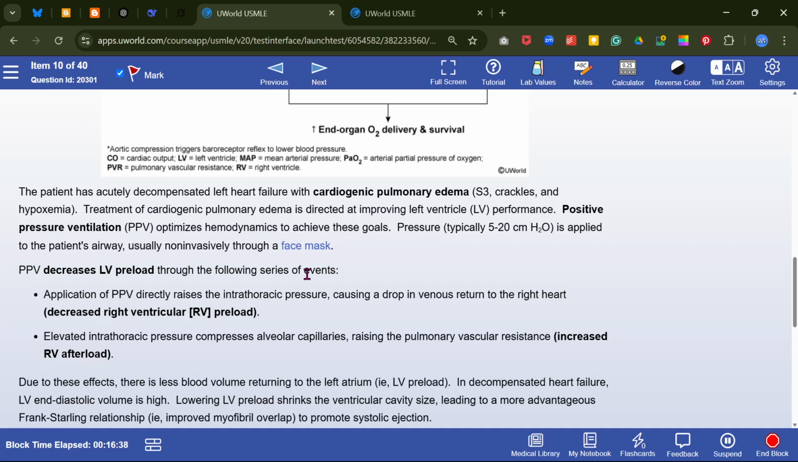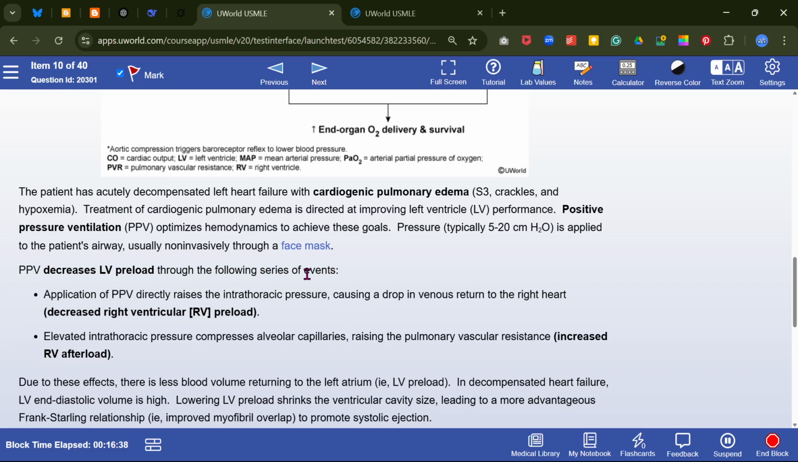This patient has acute decompensated left heart failure with cardiogenic pulmonary edema: S3, crackles, hypoxemia. Treatment of cardiogenic pulmonary edema is directed at improving left ventricular performance. Positive pressure ventilation (PPV) optimizes the hemodynamics to achieve this goal.